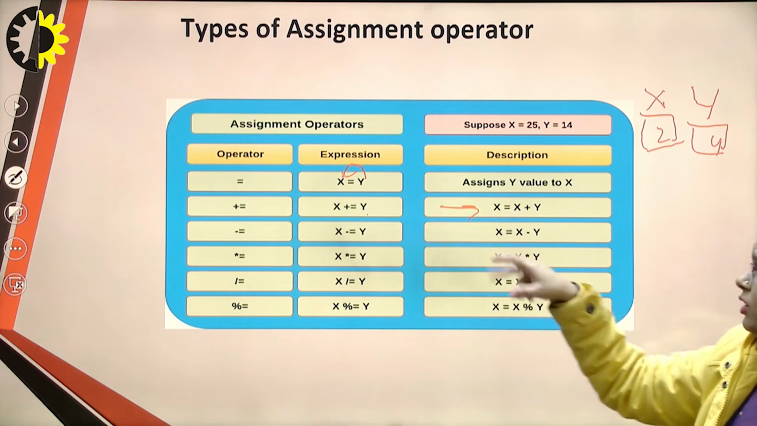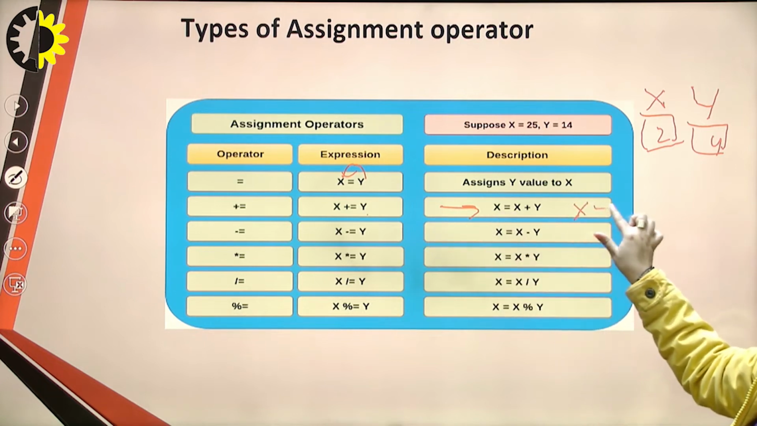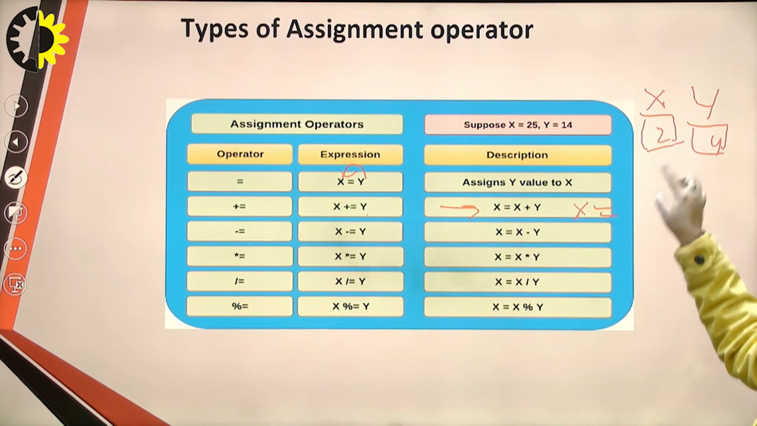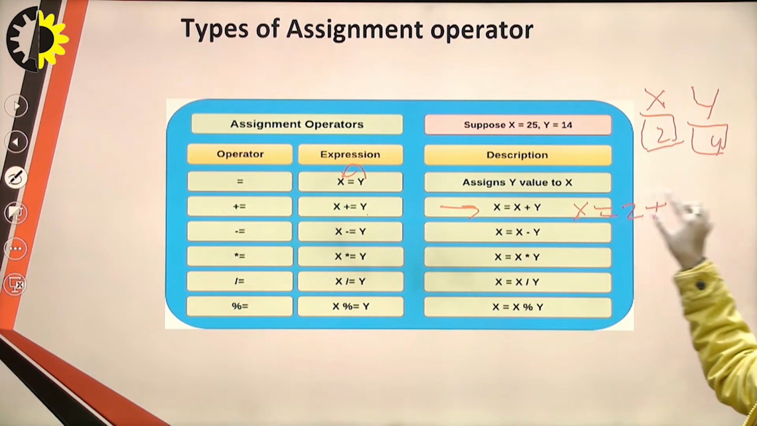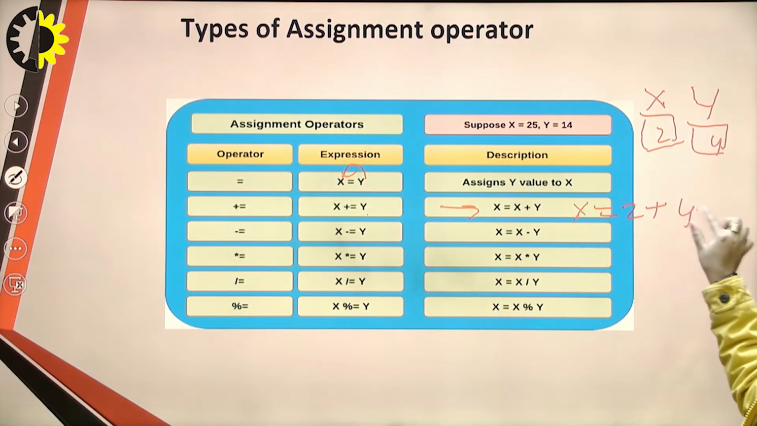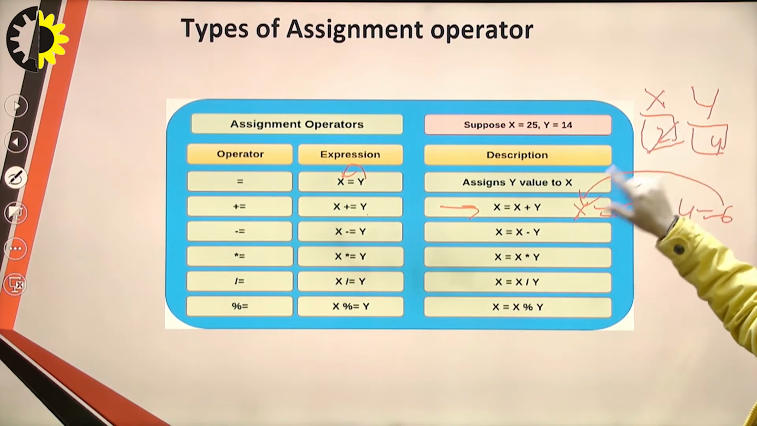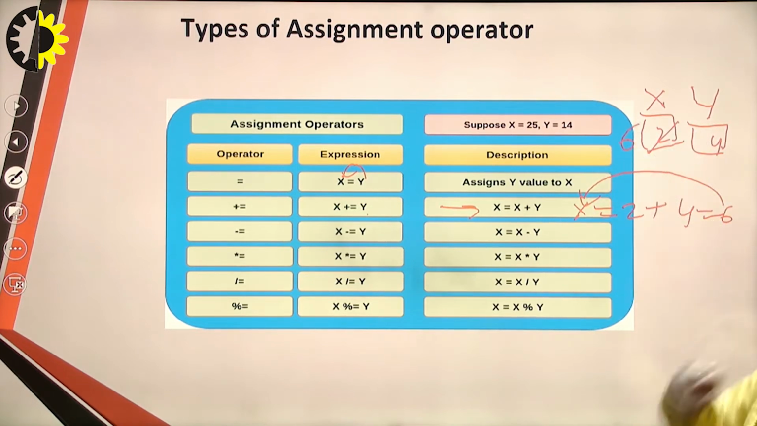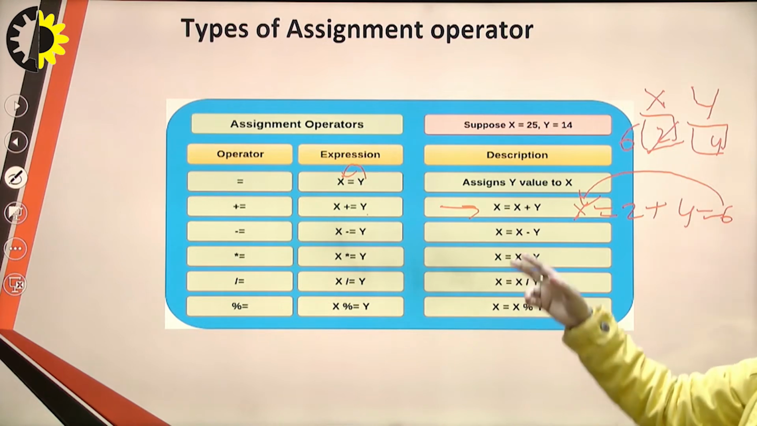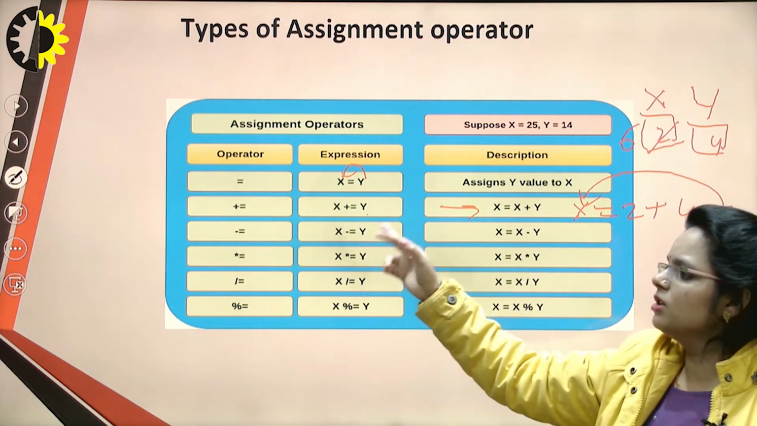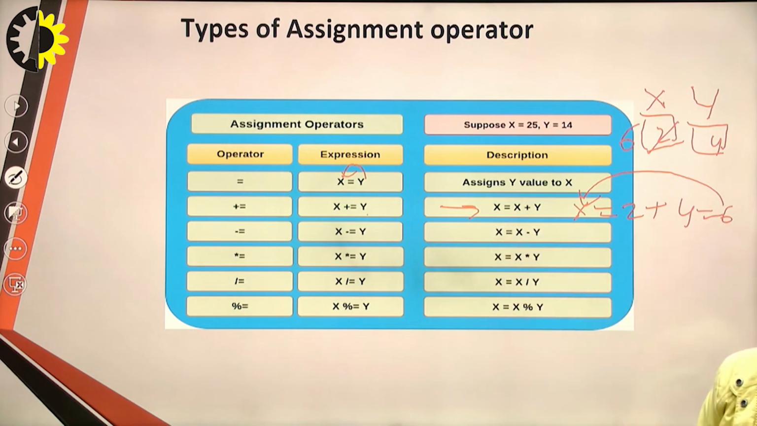So what does this expression evaluate to? x is equals to, in x we have 2, plus, in y we have 4. So this is equal to 6 and the value 6 is assigned to the x variable. So the updated value of x variable would be 6. This is how it works. Similarly, minus equals to operator: x minus equals to y means x is equals to x minus y.